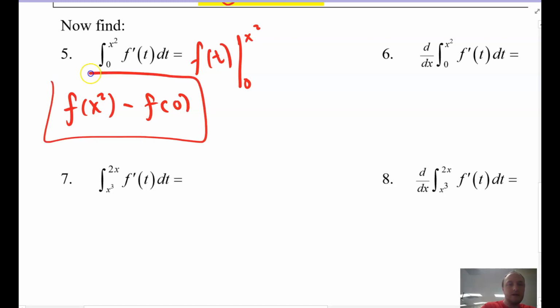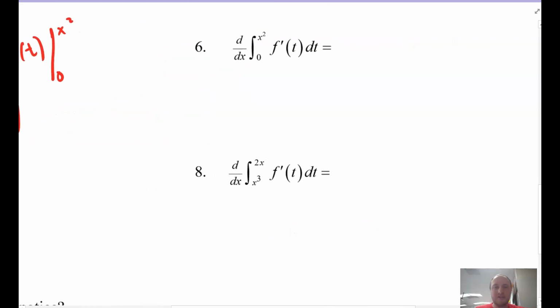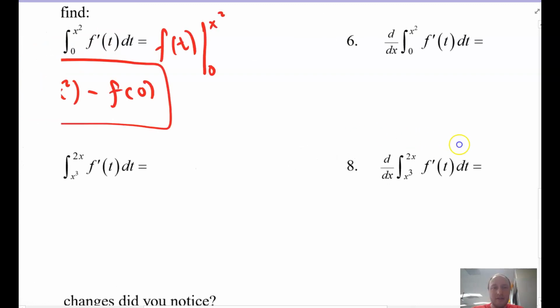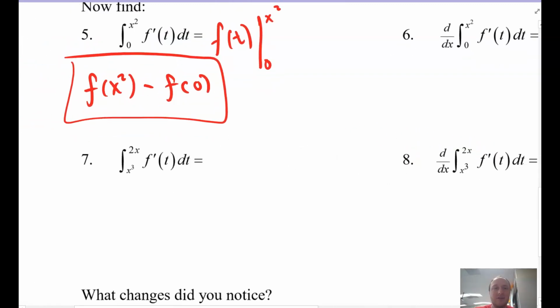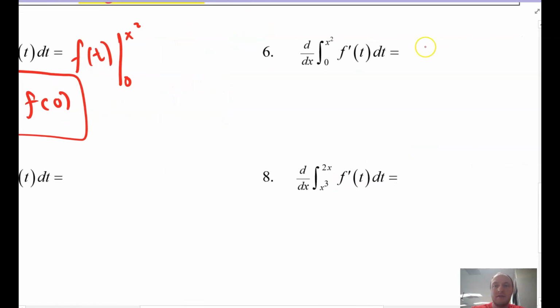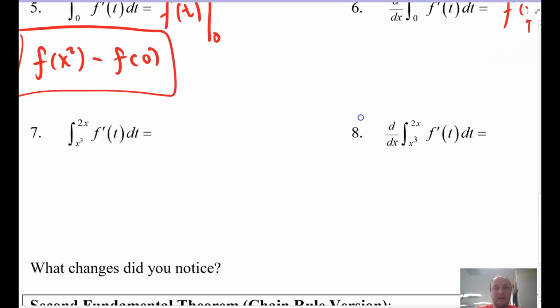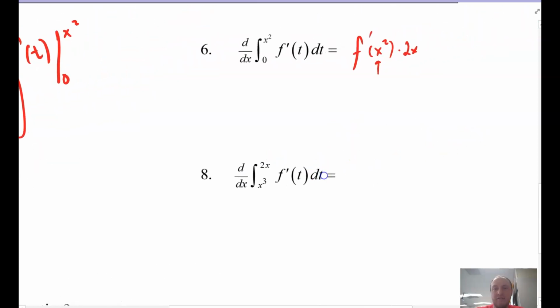Okay, all right. Number 6, they want us to now take the derivative of this. And this is helping you develop the second fundamental theorem of calculus. Notice, I'm going to take the derivative of my function. So the derivative of f of x squared is f prime of x squared. But notice I have a function on the inside, so we have to utilize the chain rule. And then I'm going to take the derivative of f of 0. Well, that's a constant, so we're done.